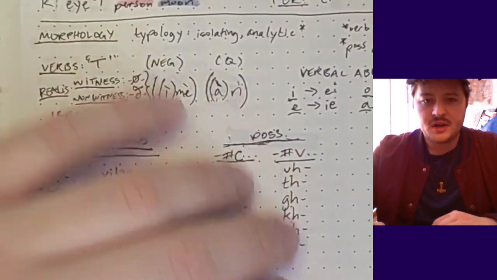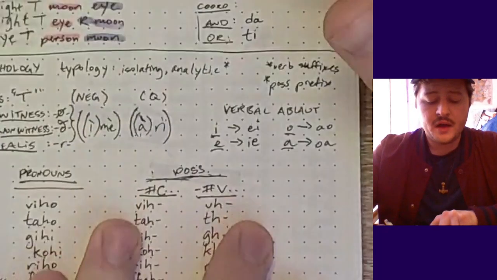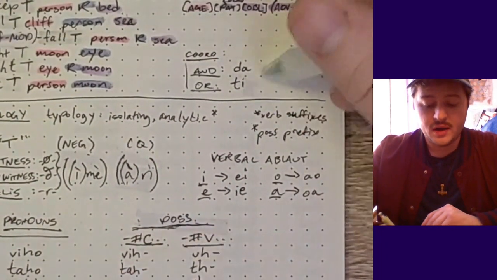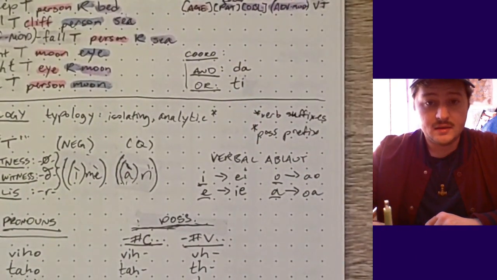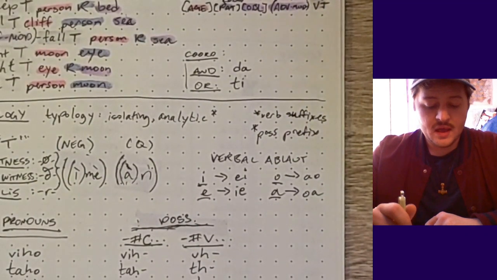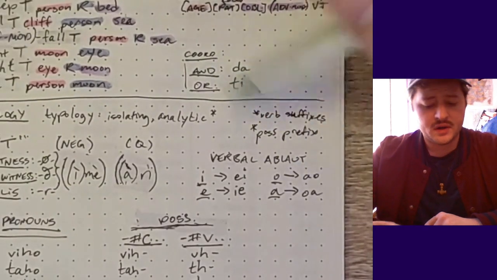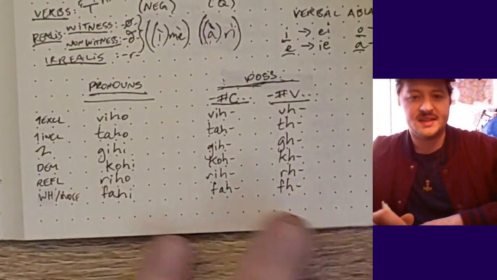I also came up with a couple of particles. Other than the oblique one, there's coordinators. There's da for "and" and t for "or", and they're just going to be themselves. You put them between your list items. And that's kind of it. There's nothing special with those. There's no exclusive versus inclusive or anything like that. Those are just the only two I wanted for this toy language, basically.